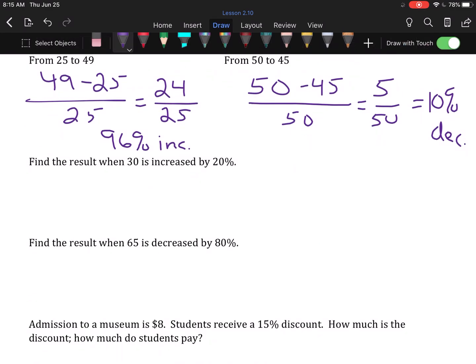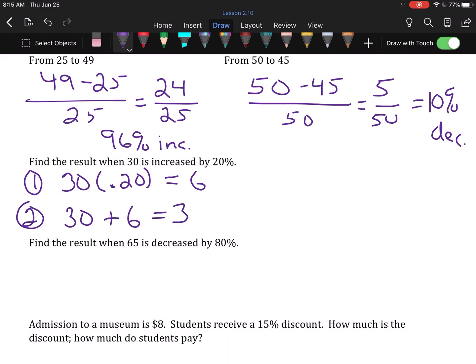Find the result when 30 is increased by 20%. Okay, so the first thing I need to know is what's 20% of 30? So step 1, take the number and multiply it by the percentage in decimal form. 30 times 0.2 is 6. Step the second is to take your original number and then add or subtract the number you got from step 1. Since we're increasing, I'm going to add. So 30 increased by 20% is 36.